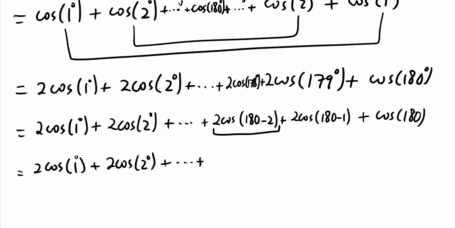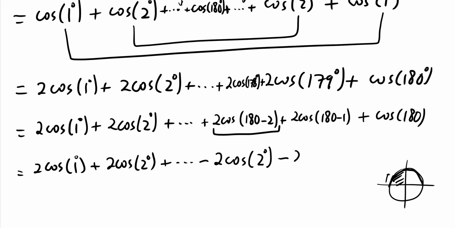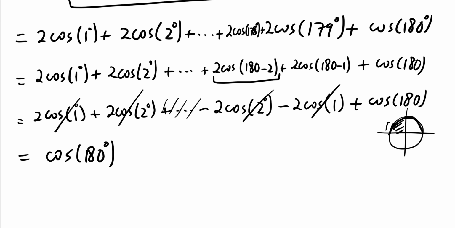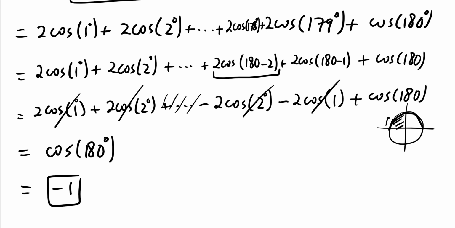If you'd like to see where that is located, 180 minus theta, you travel in the opposite direction. We are in the second quadrant, and in the second quadrant cosine is negative. So that becomes negative 2 cosine 2, minus 2 cosine 1, plus cosine 180. Notice how this cancels this, this cancels this, and all the middle ones will cancel each other. So the only thing left is cosine 180 degrees, which we already know from the previous section was negative 1.